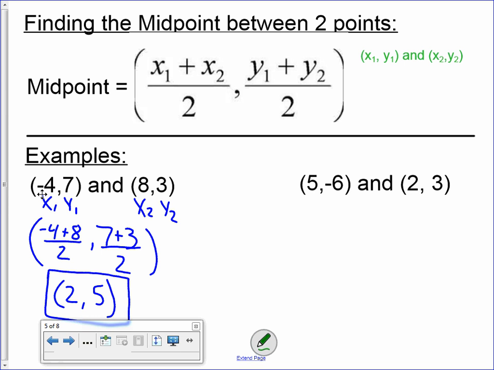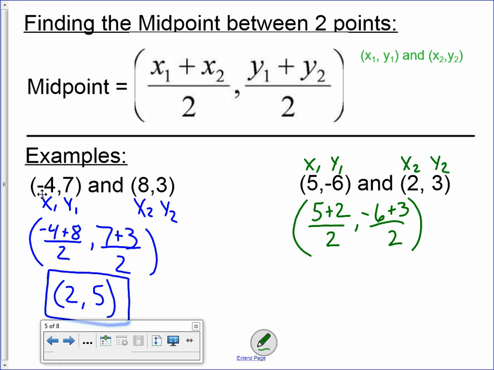Taking a look at the next one, here is x1, y1. Here's x2, y2. I'm going to take my x values, which is 5 plus 2, and divide them by 2. I'm going to take my y values, which is -6 plus 3, and divide by 2.